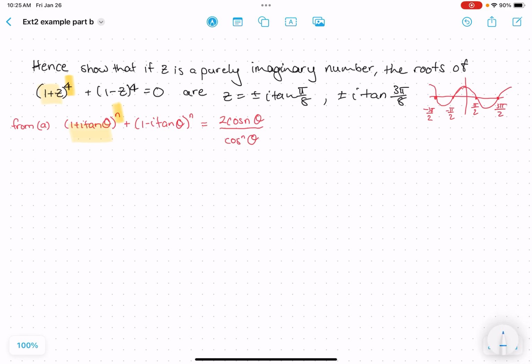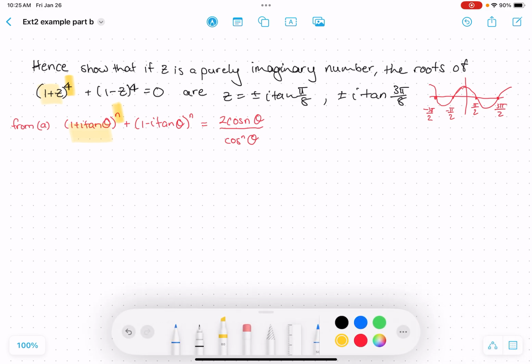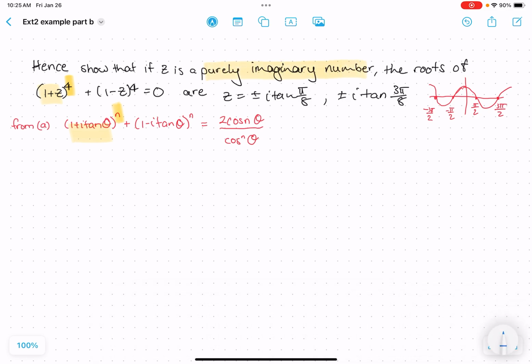So we want to show also, just to note, that z is purely an imaginary number. Well, that's handy too, because from that comparison we can say, let z equal i tan theta. So yes, it is purely imaginary if we do that. And we also want n to be 4. Okay, so it just said to show that if z is a purely imaginary number, the roots of this are that.